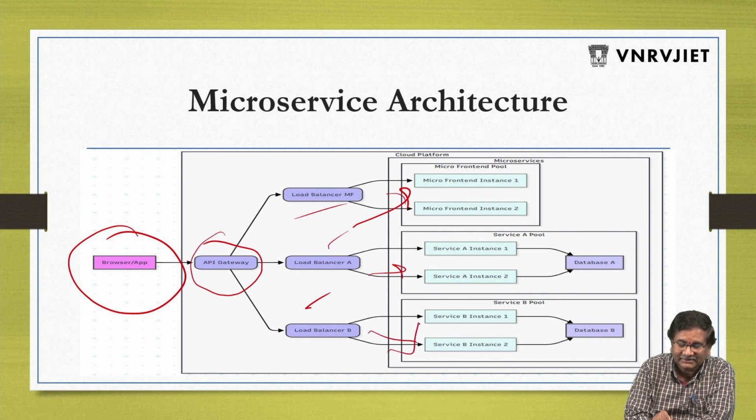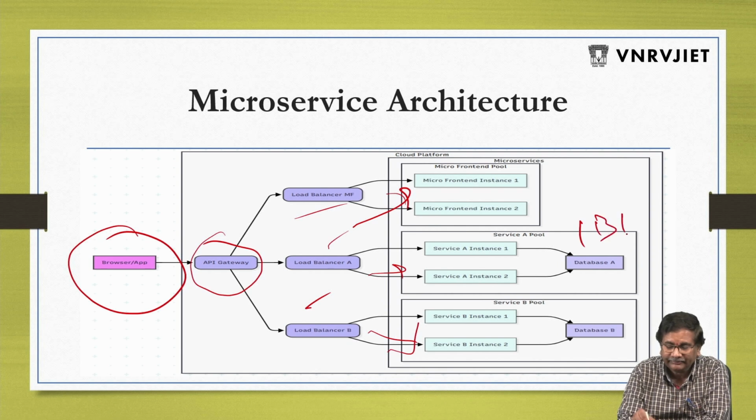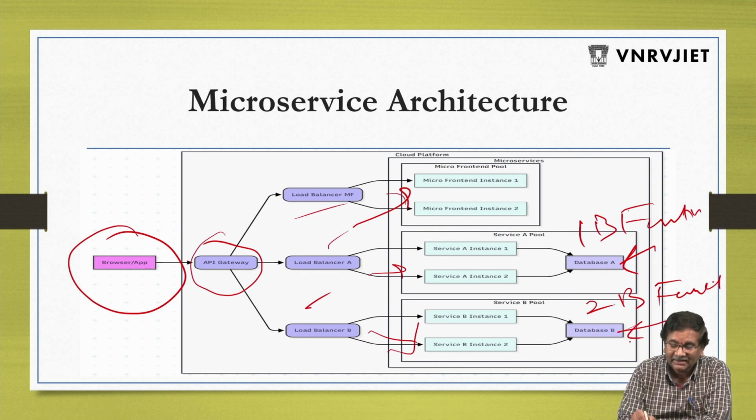This is for another business functionality. This is one business functionality. This is the second business function, right? And you see there is database A, database B. For this, there is database A. So let's say there is business functionality A. This is functionality 2. They are load balanced. B, load balanced. Now, what is API gateway?